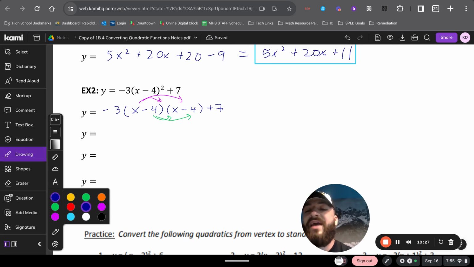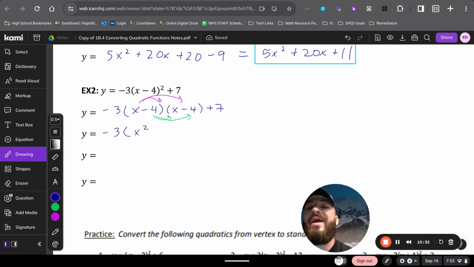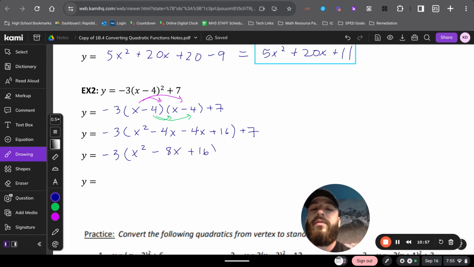So x times x is x squared. Of course, I do still have that -3 out front. x times -4 is -4x. x times -4 is -4x. And then -4 times -4 is +16, with, of course, that plus 7 still outside. Then from there, I want to combine my like terms. -4x and -4x is going to make -8x, so -3 times x squared minus 8x plus 16, and then, of course, my plus 7 on the outside.